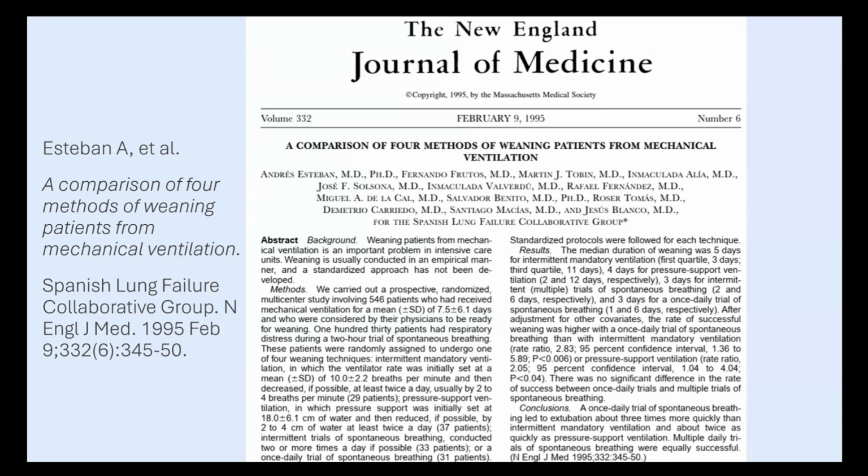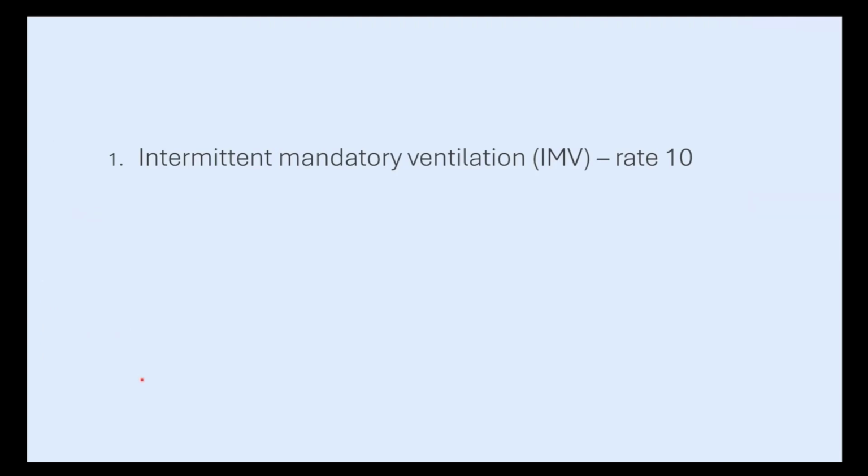this was quite a few years back, published in the New England Journal in 1995. They compared 4 methods of weaning from mechanical ventilation, and this is from the Spanish lung failure group. The first method they used was intermittent mandatory ventilation, so your SIMV. They set a low rate though. They just put an SIMV rate of 10, and that's their SBT.